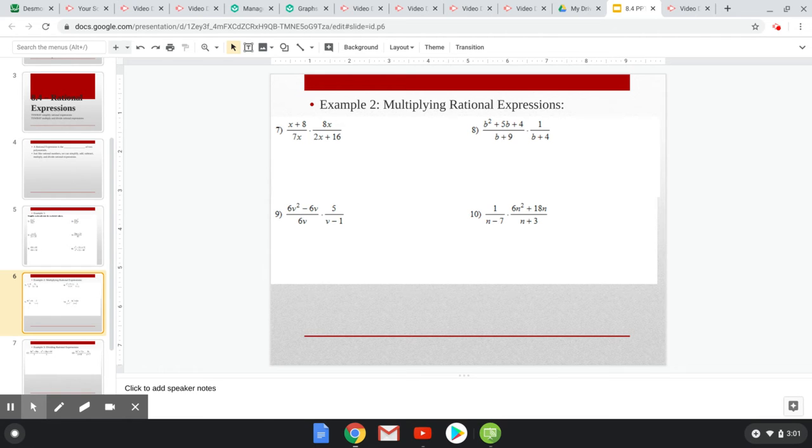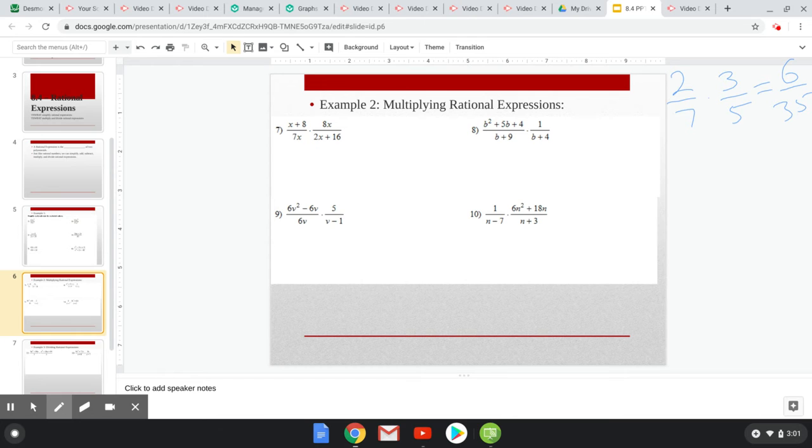Okay, so continuing with 8.4, this is multiplying rational expressions. Just like when we multiply fractions, so for example, if I wanted to multiply these fractions, I would just multiply across. So 2 times 3 is 6, and 7 times 5 is 35. So this is going to be the same concept. I'm just going to multiply across.